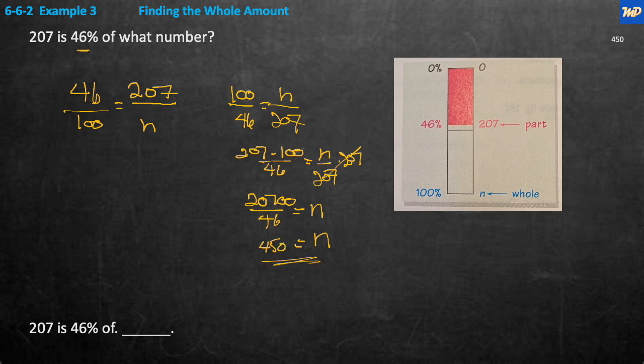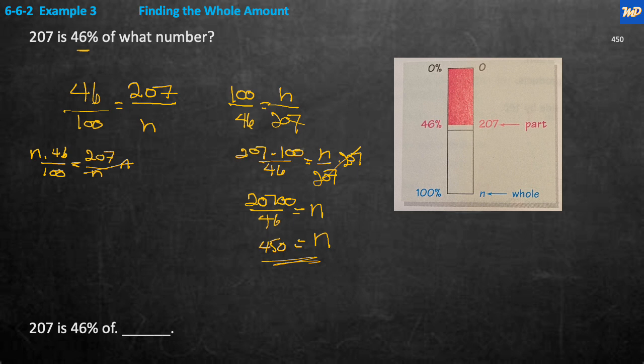450. So now let's do it this way. It's going to be a little longer, but you're going to see it's worked out to be the same number. Here I have to multiply both sides by n to get the n in the numerator. So I'm going to say n times 46 over 100 is equal to 207 over n times n. The n's cancel because I'm getting rid of the n's on the right hand side. I'm moving n to the left hand side.